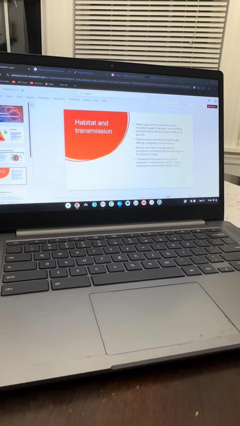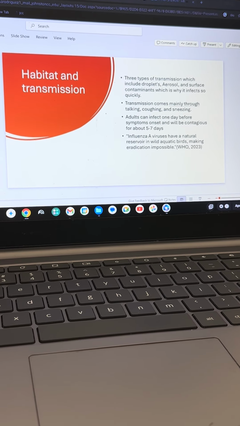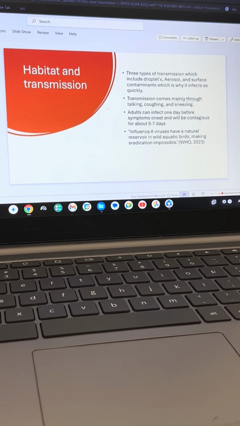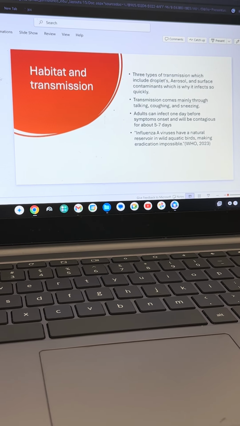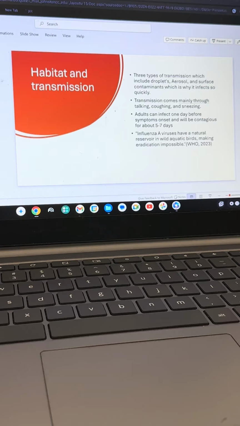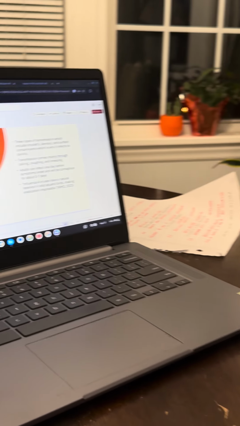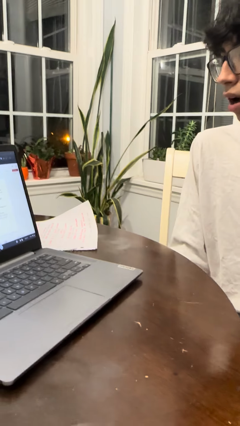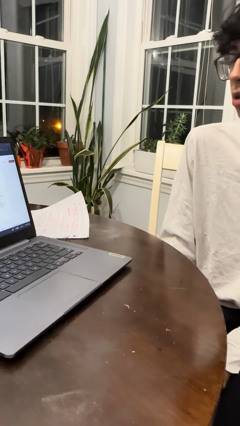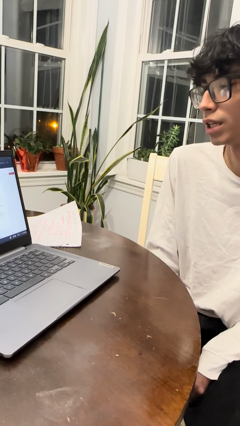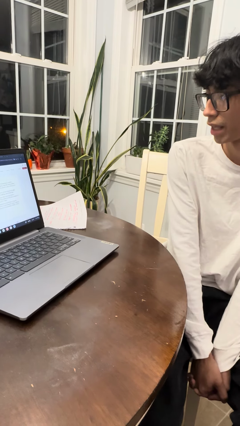Habitat and transmission. It's very common to other viruses. There are 3 types of transmission, which include droplets, aerosol particles, and surface contaminants, which is why it infects so quickly through a population. Transmission comes mainly through talking, coughing, and sneezing. Adults can infect 1 day before symptom onset, so during the incubation period, and will be contagious for about 5 to 7 days after symptoms begin.